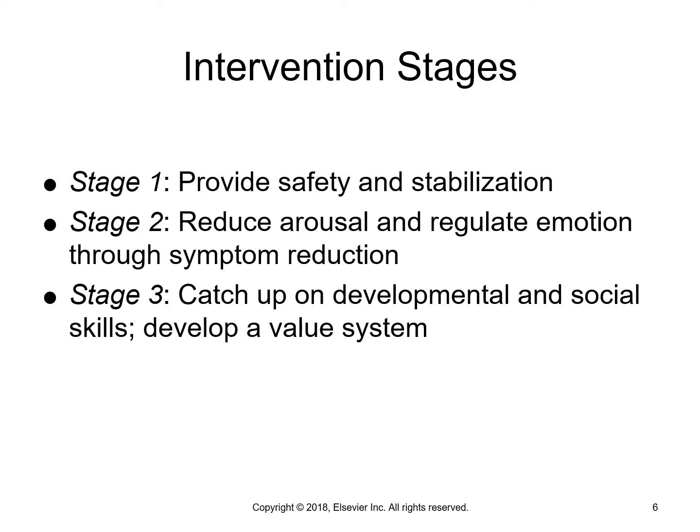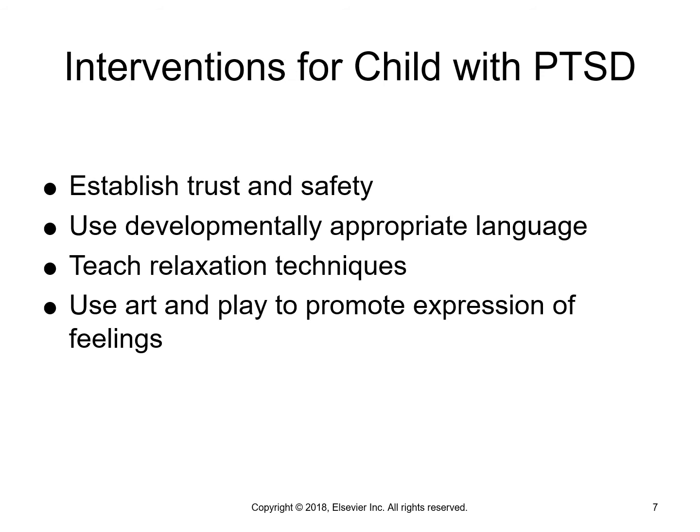So moving on to the next. What are some trauma interventions for a child with PTSD? Establish trust and safety. Use developmentally appropriate language. Teach relaxation techniques. Help the child to cope with the feelings through art and play.